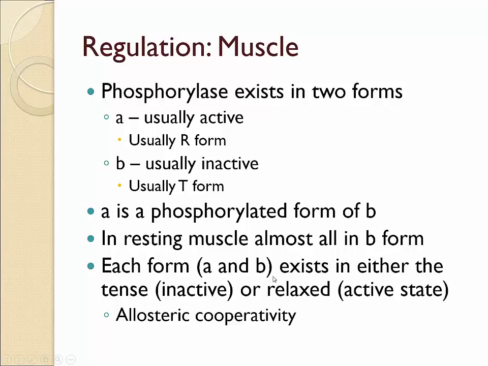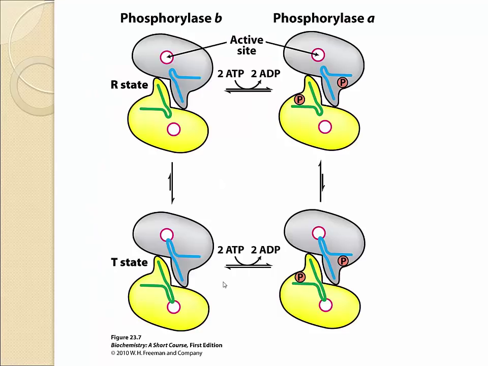Now, each of these A and B can either be inactive or active, but they will favor one or the other, as we're going to see in a moment. So this diagram seems very complex, and it's not that bad. We're going to break it down step by step. So on this side of the diagram, we have phosphorylase B. Notice it is not phosphorylated. On this side of the diagram, the right-hand side, we have phosphorylase A. Notice that it is phosphorylated.